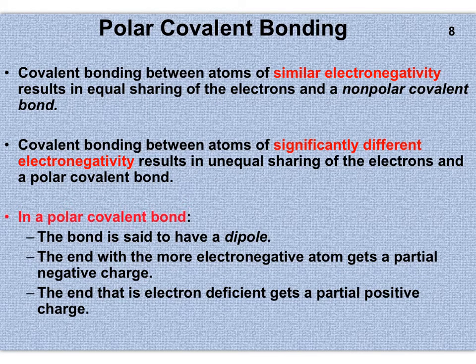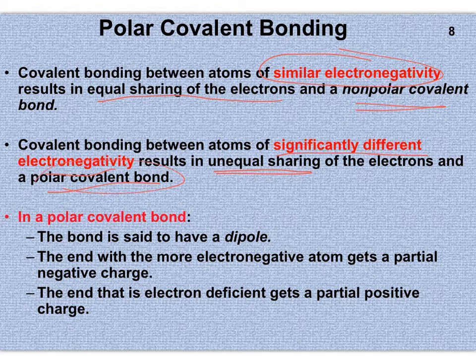All right, so how do we break down the different types of bonds? If two atoms have very similar electronegativity, we say that they share the bonding electrons equally, and that gives us a nonpolar covalent bond. If the two atoms have significantly different electronegativity, but not hugely different, there will still be sharing, but it'll be unequal sharing, and the result will be a polar covalent bond.